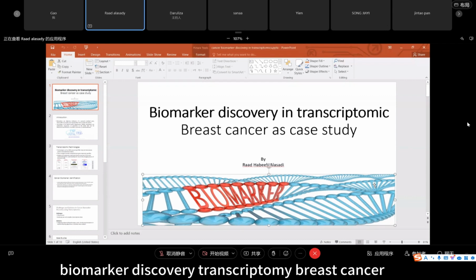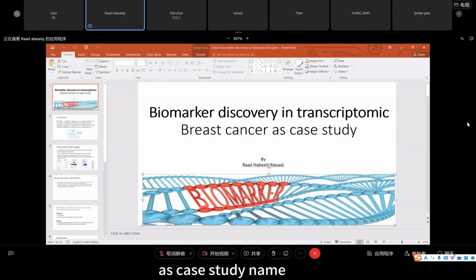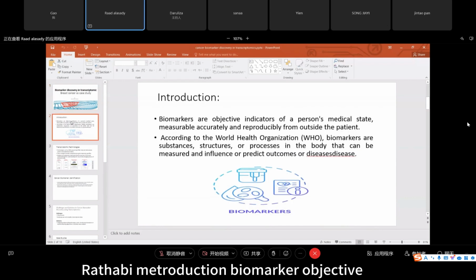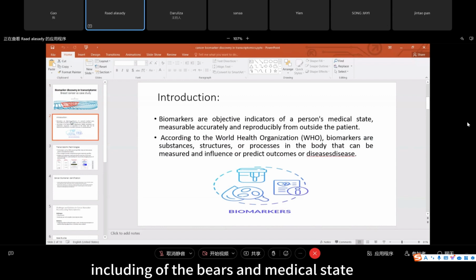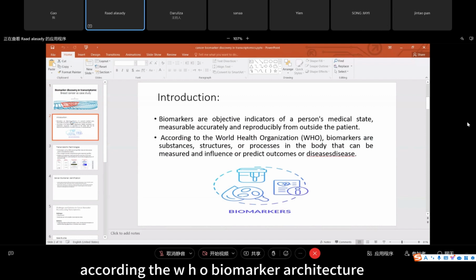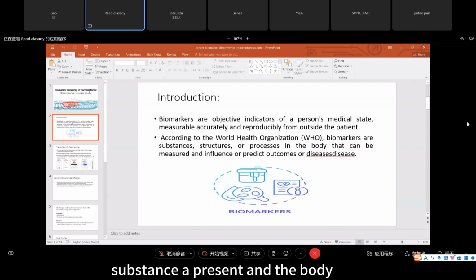Biomarker discovery, transcriptomics, breast cancer as a case study. Name: Rahat Habib. Introduction. Biomarker objective, including of the person's medical state. According to the WHO, biomarkers are structural substances present in the body that can be measured and influence or predict outcome of disease.